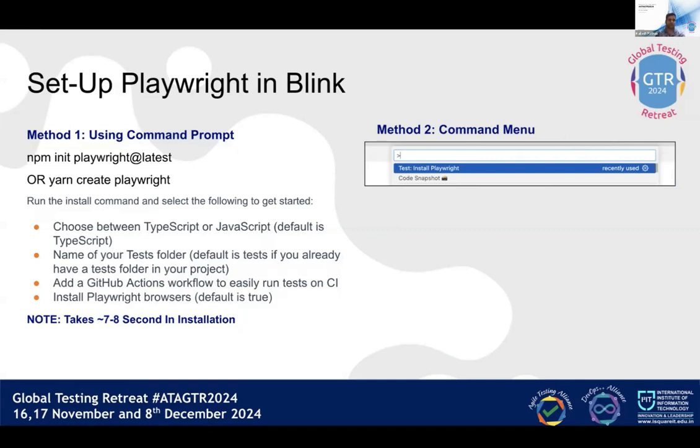Either we can install directly with yarn or npm, or you can just use VS Code, type install Playwright, and it will automatically start installing. During the installation it will ask you a couple of things. First, by default it is TypeScript, but you can switch between TypeScript and JavaScript. The other thing I mentioned a few seconds back: it will ask if you want to keep the YAML file for your CI/CD pipeline, yes or no.